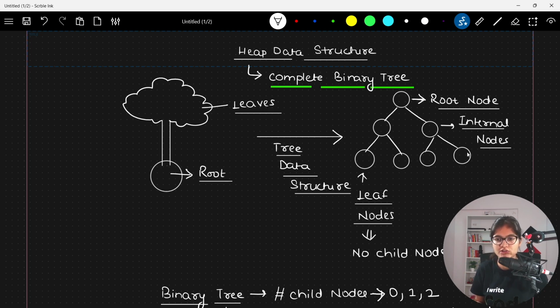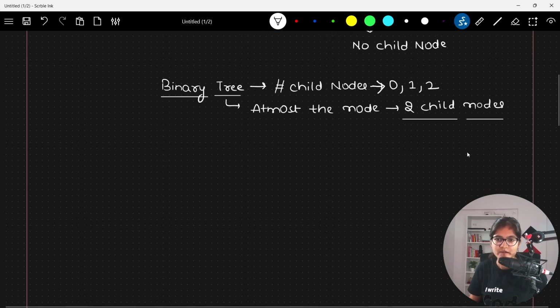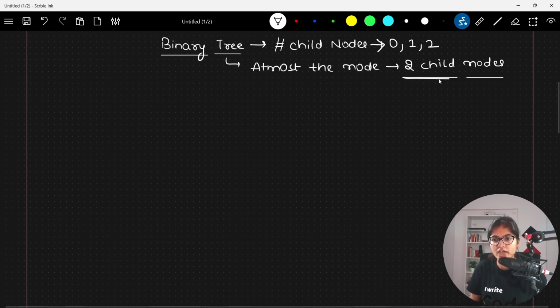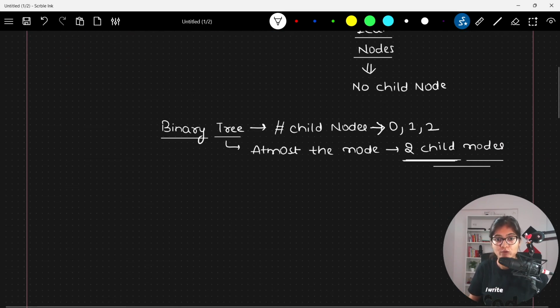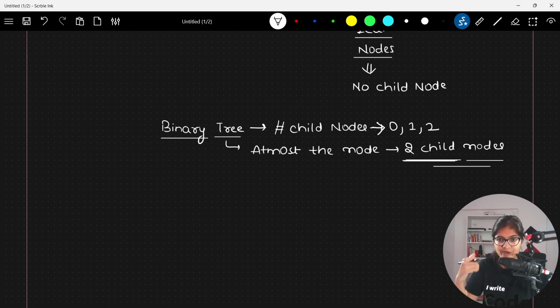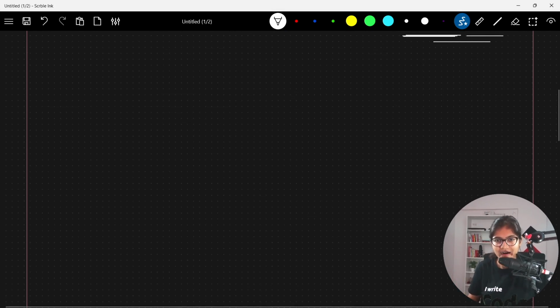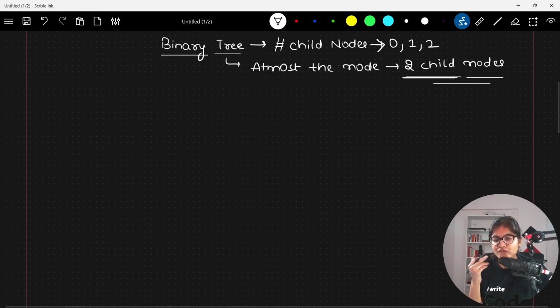Every internal node has at most 2 child nodes. Then comes the concept of what is the meaning of a complete binary tree. We understood what a tree is, and we understood what a binary tree is. Now here comes the meaning of a complete binary tree. But before moving towards that part, let me talk about a full binary tree.